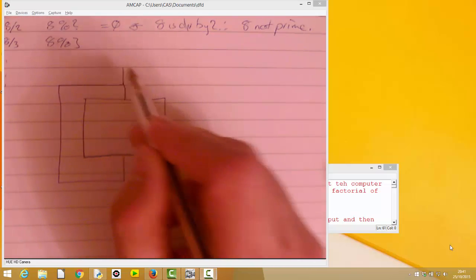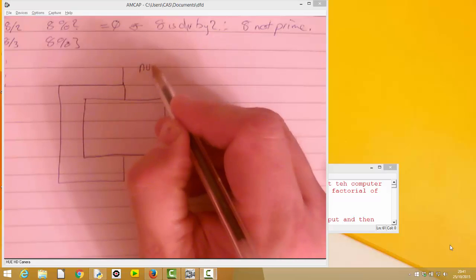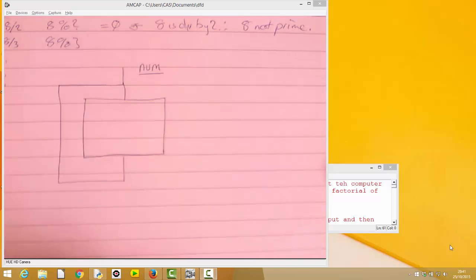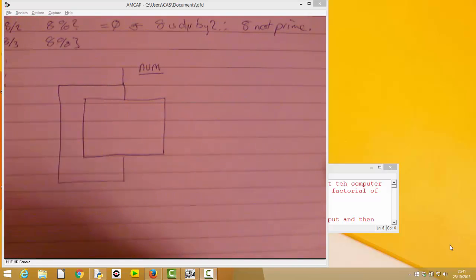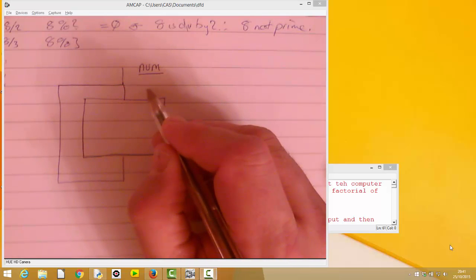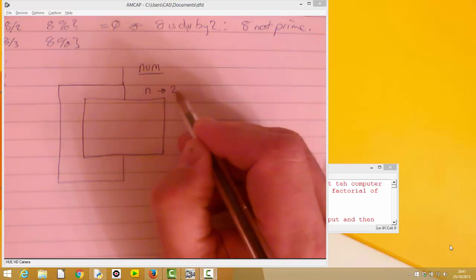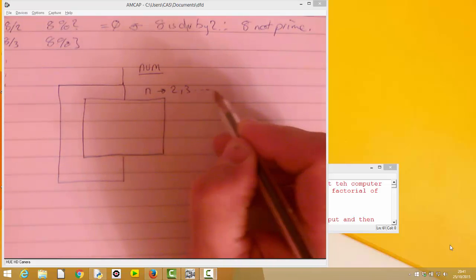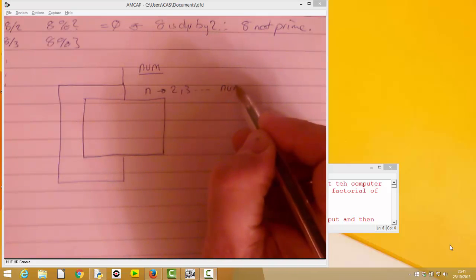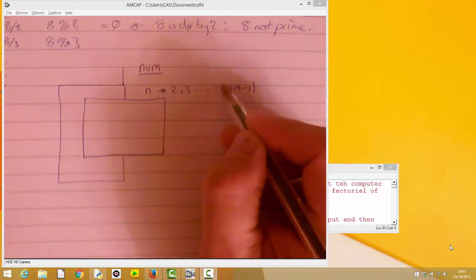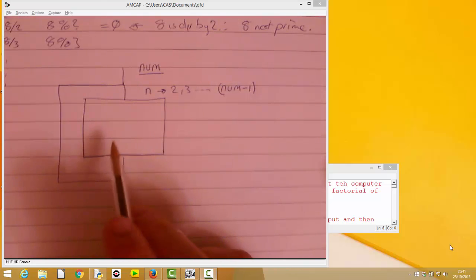We're going to be coming in initially with some particular number that I want to test. I'm going to go around my loop with a loop variable. I'm just going to call it n here. And that's going to go from 2, 3, all the way up to num minus 1, because obviously I don't check the number itself. And within my loop, what am I going to do?